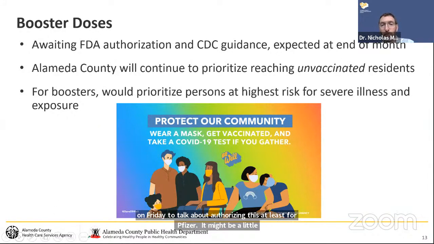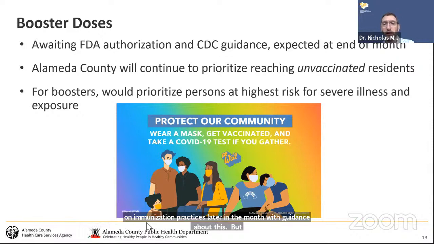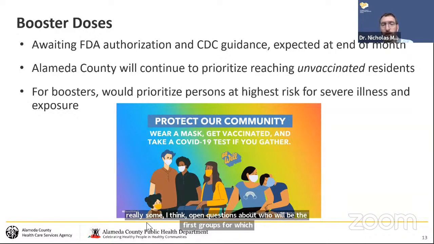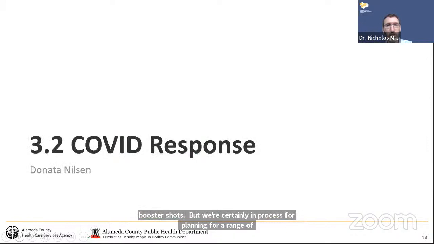And then we expect to hear from CDC's Advisory Committee on Immunization Practices later in the month with guidance about this, but really some open questions about who will be the first groups for which boosters are recommended. And we are, of course, always going to continue to prioritize reaching unvaccinated residents, reaching our priority neighborhoods, making sure people at highest risk of severe illness are getting booster shots. But we're certainly in process for planning for a range of possibilities in terms of booster doses. And with that, I will turn it over to Donata.